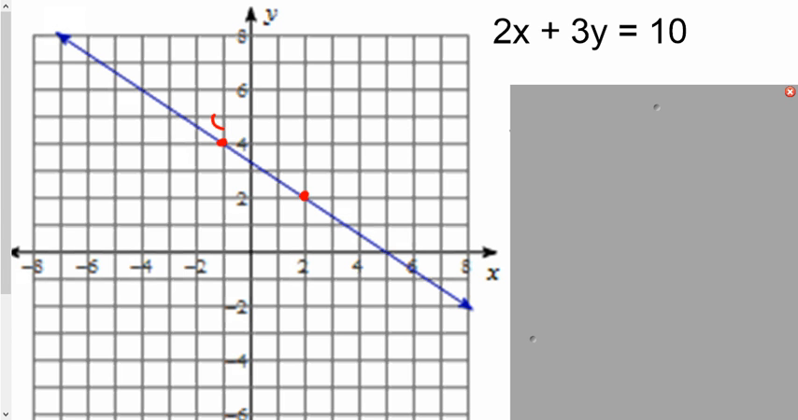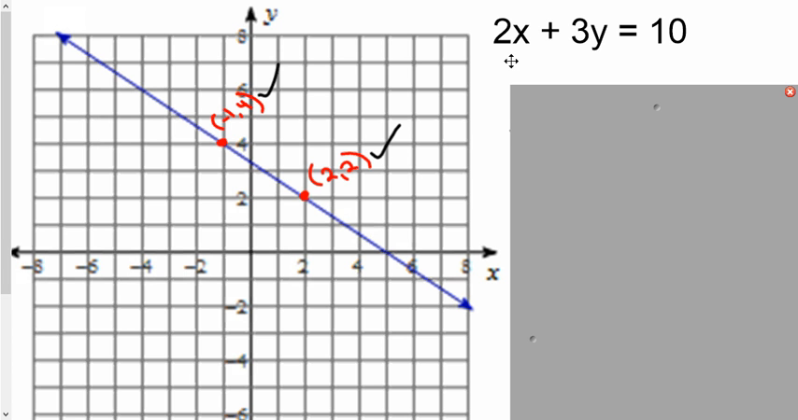You can see right here at this point at negative 1, 4, and at 2, 2, it would actually make this equation true, because 2 times 2 is 4, and 3 times 2 is 6, and 4 plus 6 is 10, so we know this one is correct. And then if we plugged in the negative 1 for the x value from this point here, 2 times negative 1 is negative 2, and 4 times 3 is 12, and negative 2 plus 12 is 10, so we know this one is also correct. So we know that this line is actually representative of the equation.